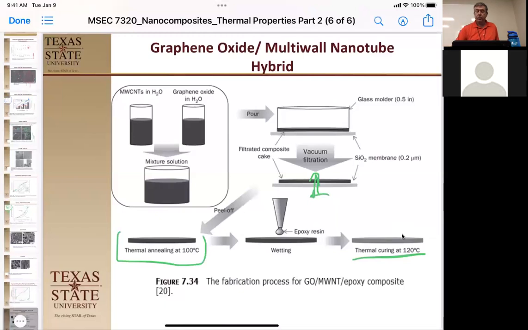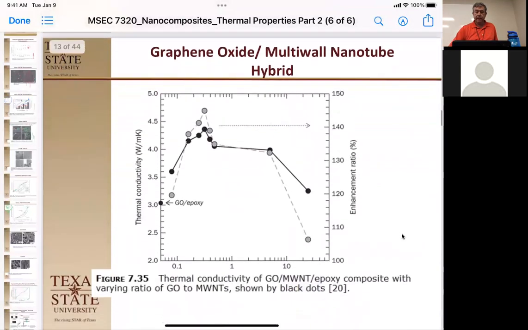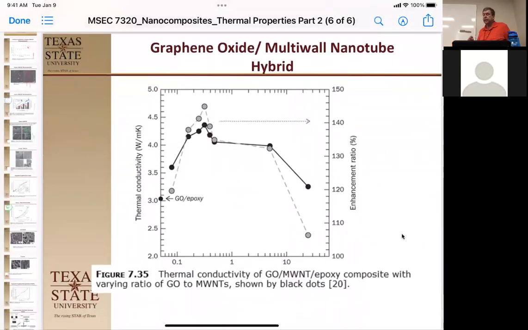Okay, so when they do this, what they see is that there is a synergistic effect between having the carbon nanotubes and the graphene oxide platelets in there. If we just had the graphene oxide by itself in the epoxy, we get this thermal conductivity. They don't have just the carbon nanotubes.